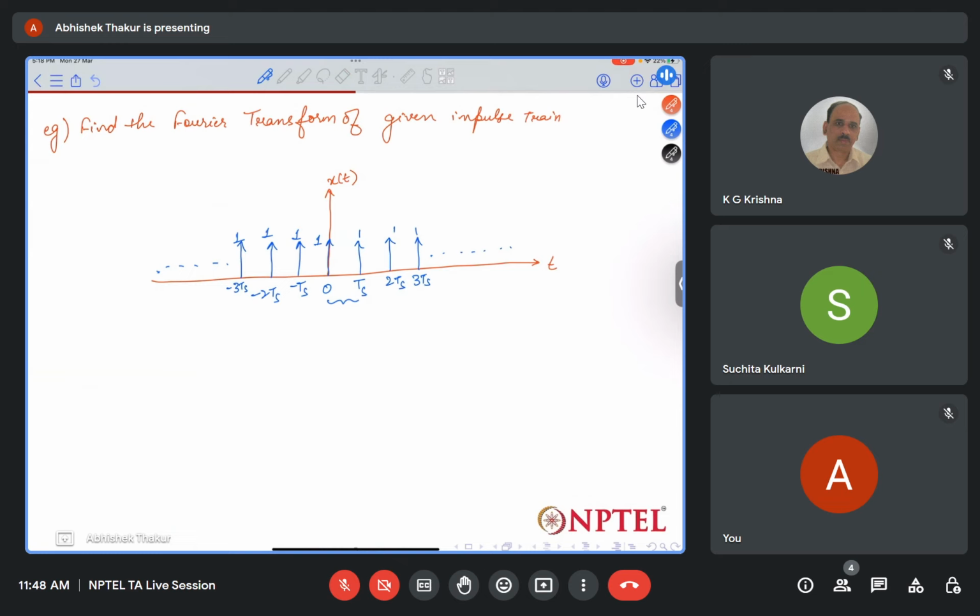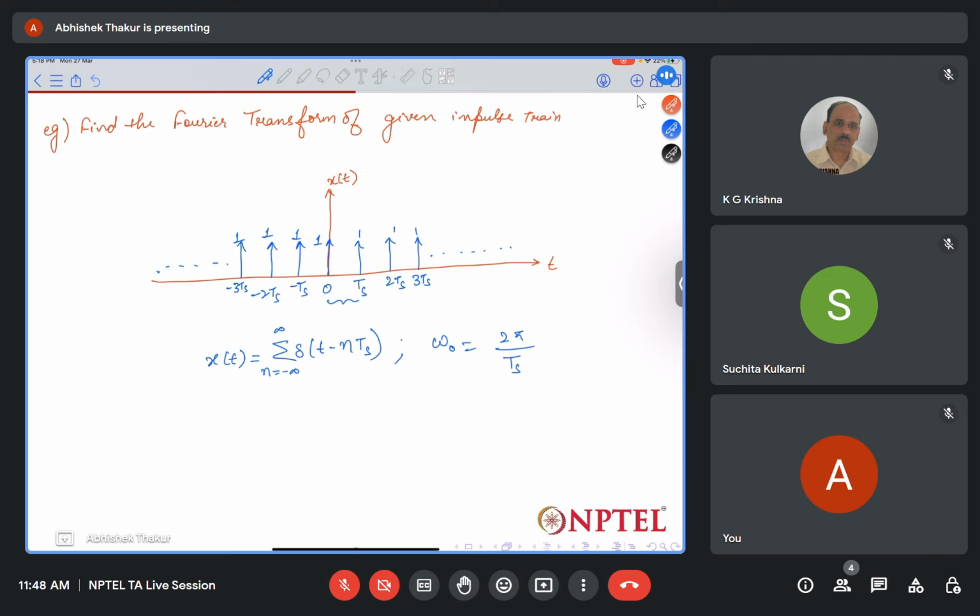So we can represent this as x(t) is equal to the summation of n equal to minus infinity to infinity of del(t minus nTs). And the omega naught for this will be 2 pi by Ts.